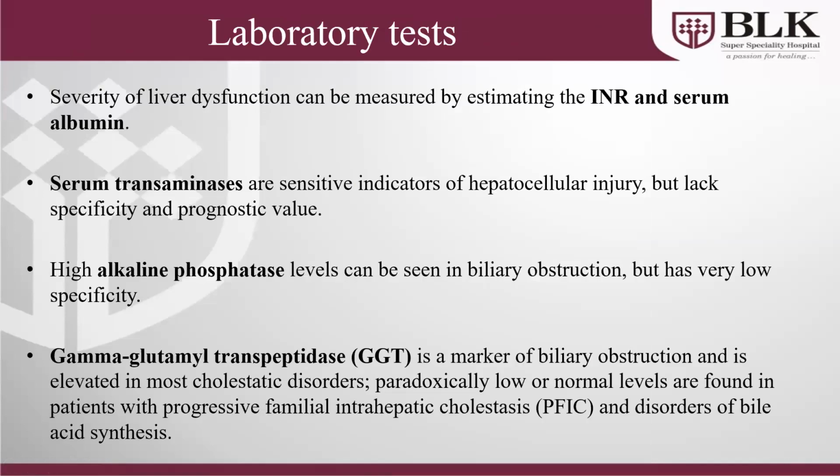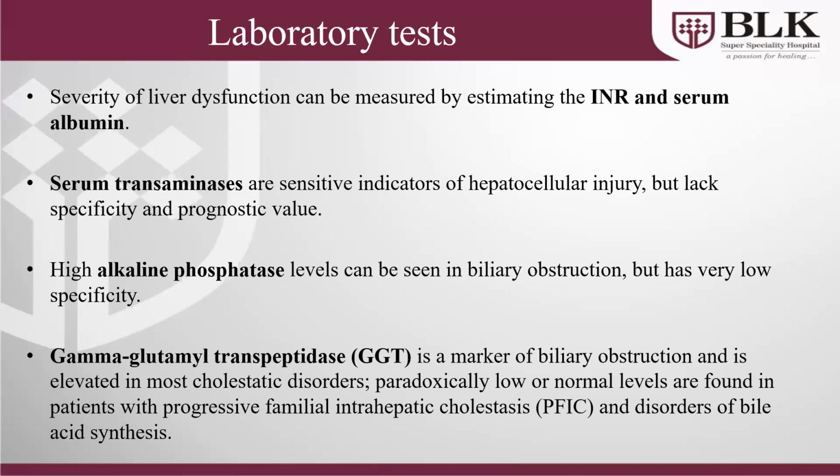So severity of liver dysfunction can be measured by estimating the INR and serum albumin. So INR and serum albumin are the most important tests which indicate the severity of liver dysfunction. Serum transaminases, that is SGOT and SGPT, are sensitive indicators for hepatocellular injury, but they have no prognostic value, and they just indicate that there is some liver injury.